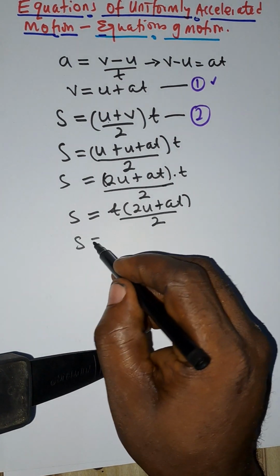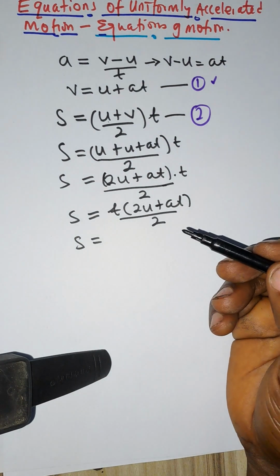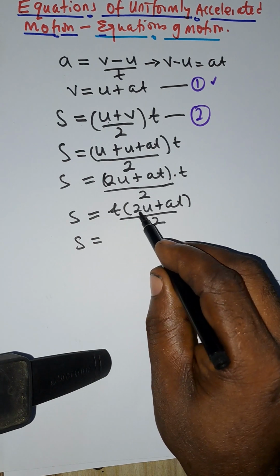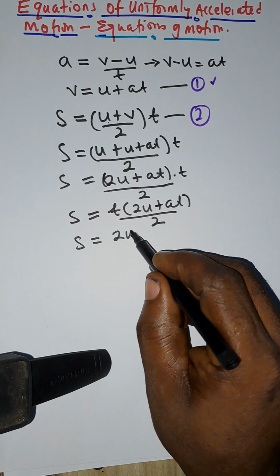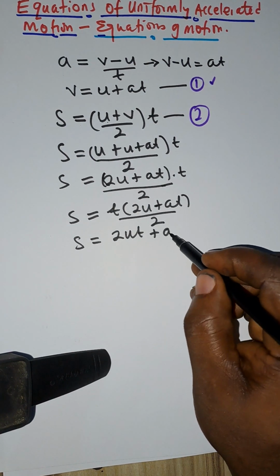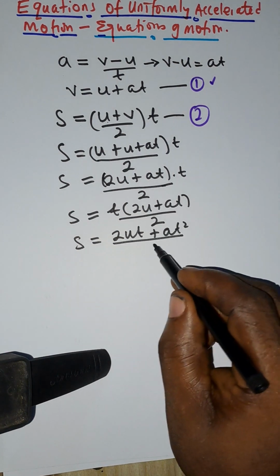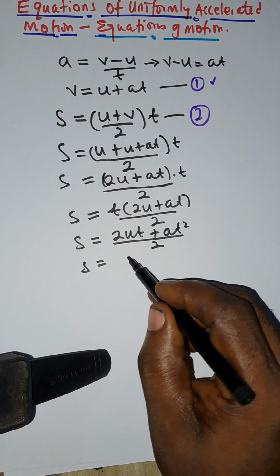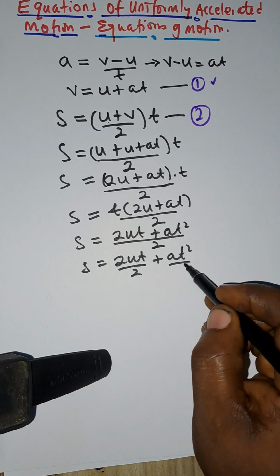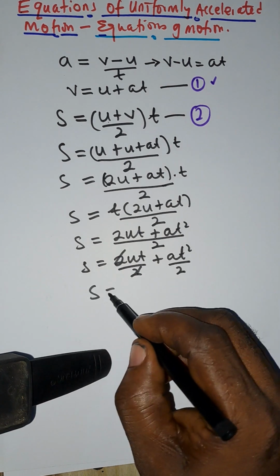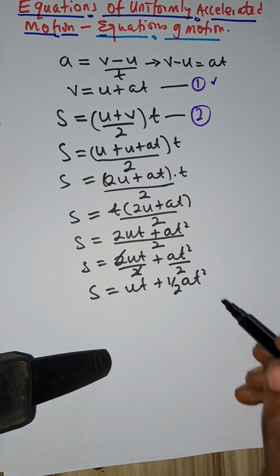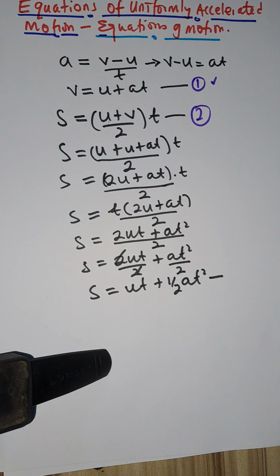So s, which is distance, is t multiplying 2u, which will be 2ut, plus t times at, which will be at squared. Now 2 is dividing both. If I divide each of the terms by 2, the 2 cancels to half, so s equals ut plus half at squared. Then this becomes equation number 3.